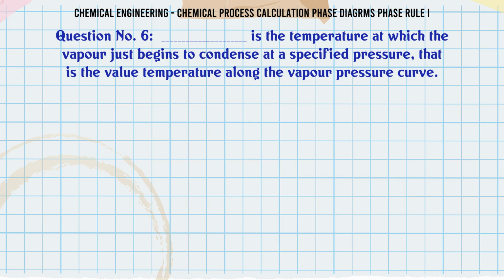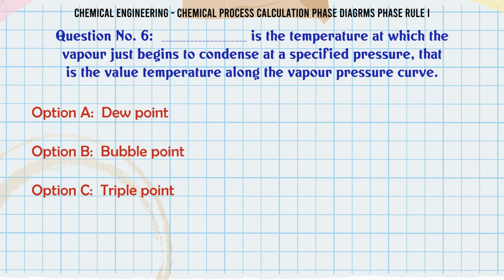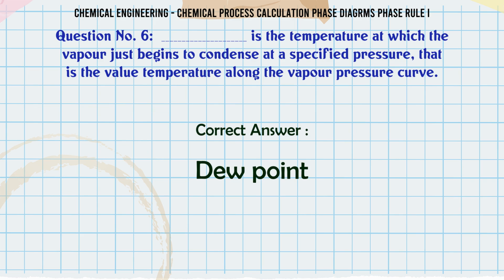The temperature at which the vapor just begins to condense at a specified pressure, that is the value of temperature along the vapor pressure curve, is: A. Dew point. B. Bubble point. C. Triple point. D. Critical point. The correct answer is dew point.